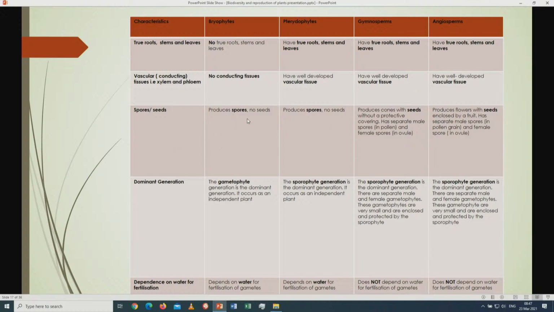Bryophytes, they produce the spores, no seeds. Pteridophytes, they produce spores, no seeds. Gymnosperms, they produce cone with seeds. Angiosperms, they produce a flower with seeds. And seeds are hidden in a fruit.